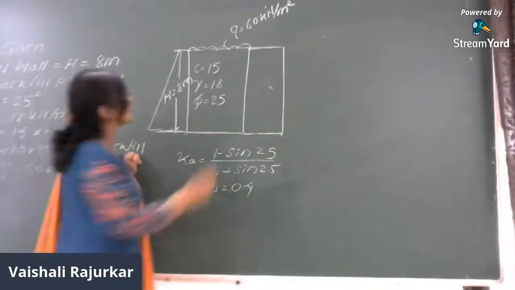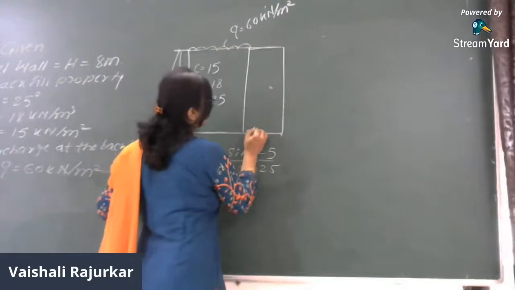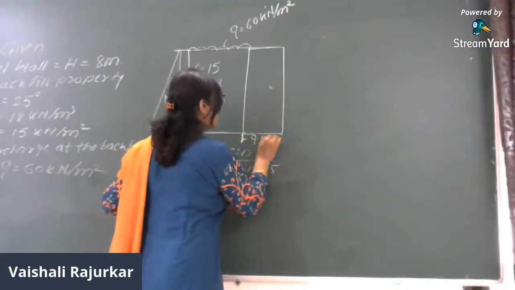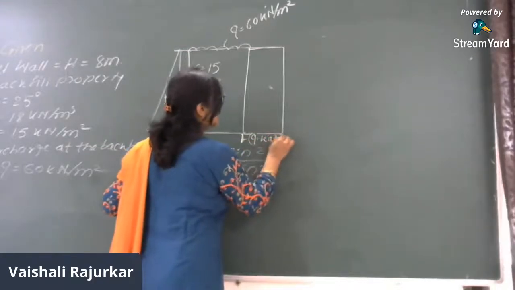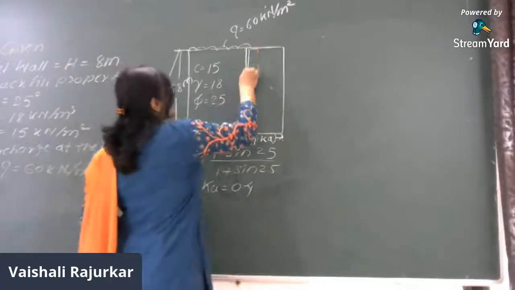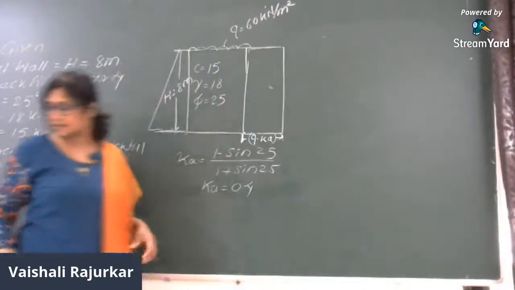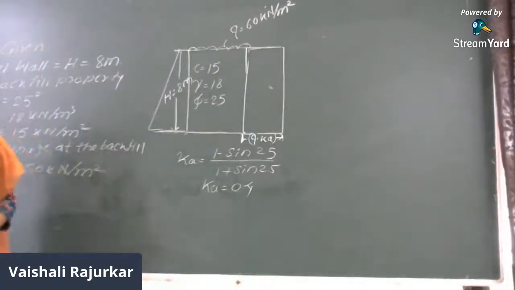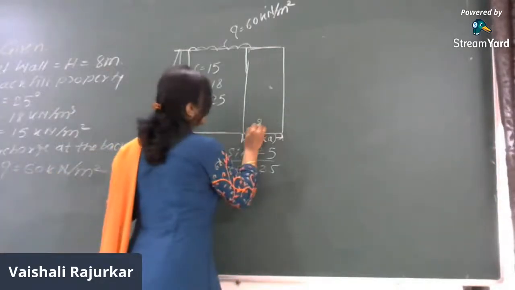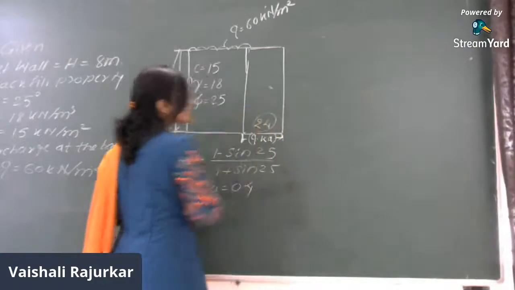And here, what is this? Intensity is Q into Ka. What is Q into Ka? Ka is 0.4 and Q is 60. So it will be 24 at the bottom or at the top. It will be a rectangular diagram. So here this intensity is 24.